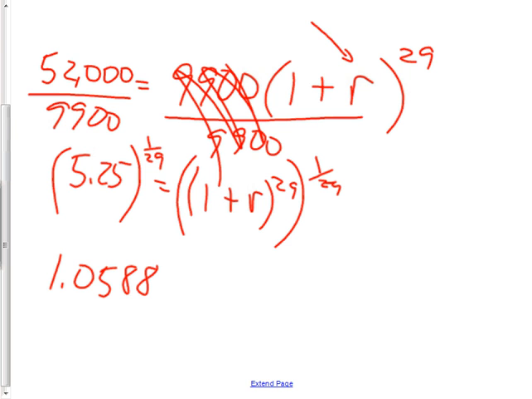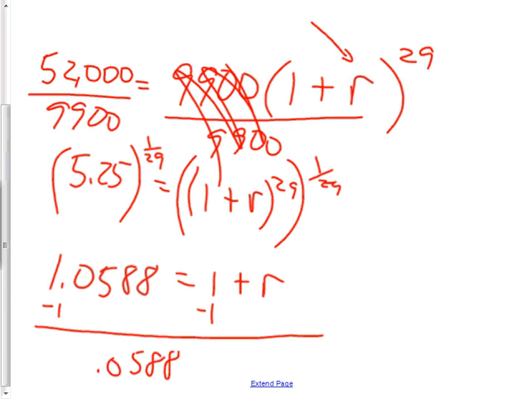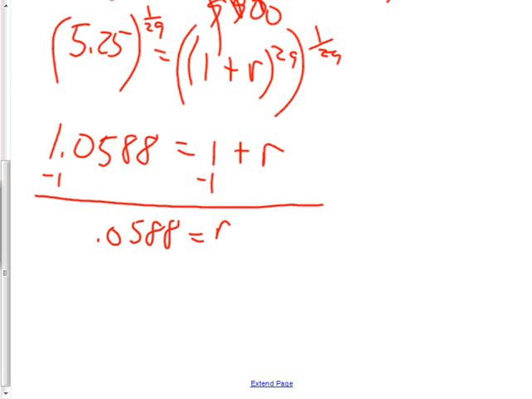1.0588. I'm going to actually be a little more accurate on this one because I'm close to my final answer here. Equals 1 plus r. I'm not quite done yet, am I? So now I got to subtract 1 from both sides, and I think you'll see the rate shaping up here pretty easily. 0.0588 equals r. Do you see why we used about 6% for our growth factor for colleges?